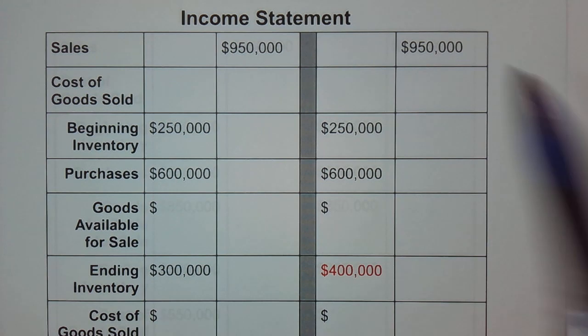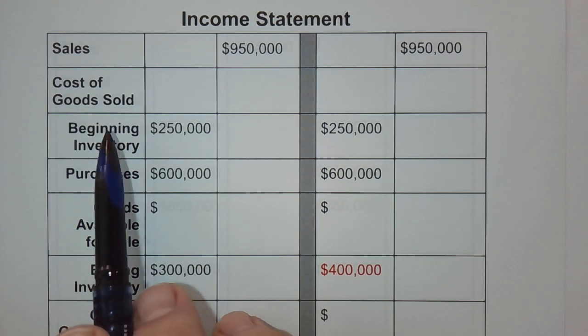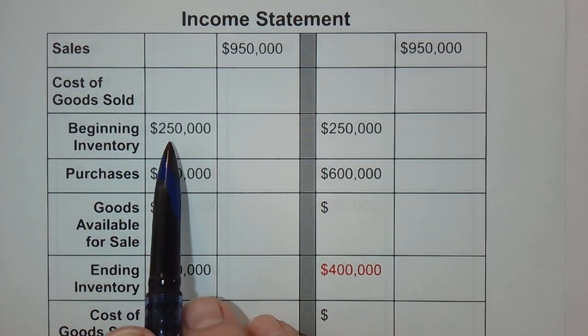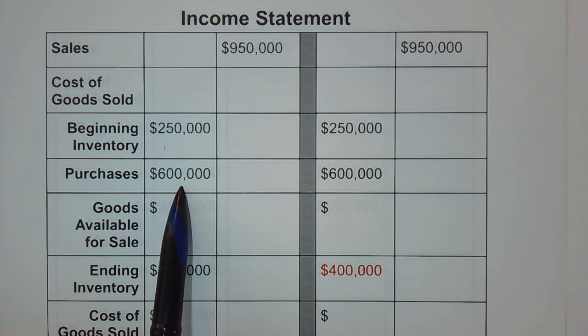We're going to start out with the sales. As we said, there's net sales of $950,000. Then we're going to calculate our cost of goods sold. We are told that the beginning inventory is $250,000. We then purchase $600,000 worth of items.